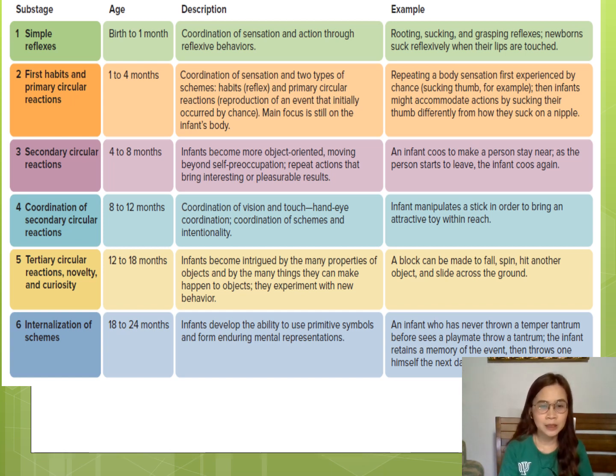And then last substage is the internalization of schemes. So, mga 2 years old na to, no? Papunta na doon. Infants develop the ability to use primitive symbols and form enduring mental representations. So, yan. An example nito, an infant who has never thrown a temper tantrum before sees a playmate throw a tantrum. Ayan, the infant retains a memory of himself, of the event, then throws one himself the next time.